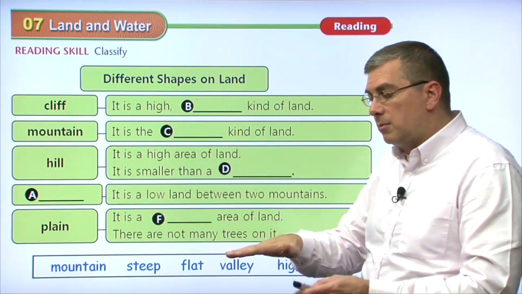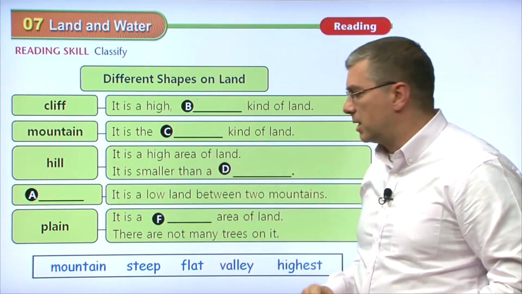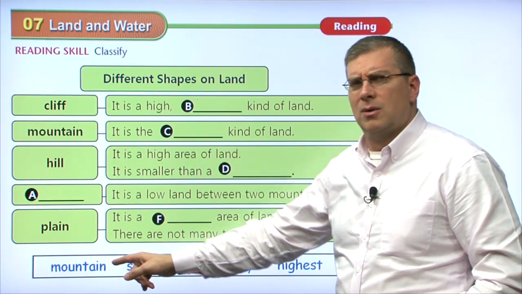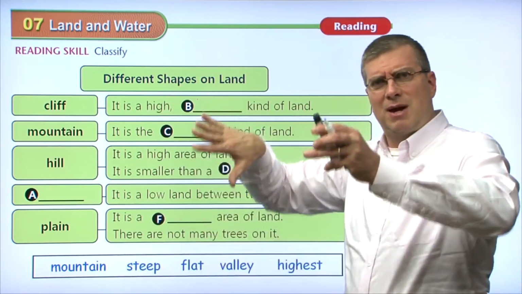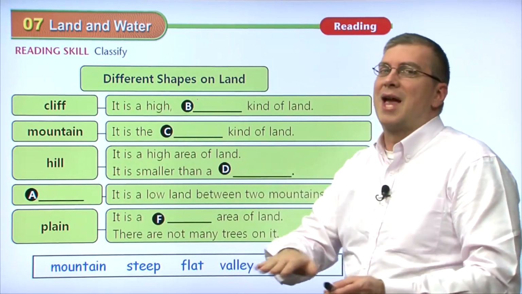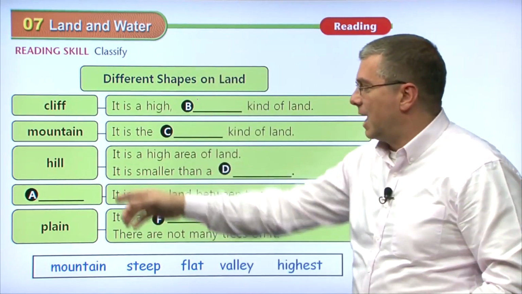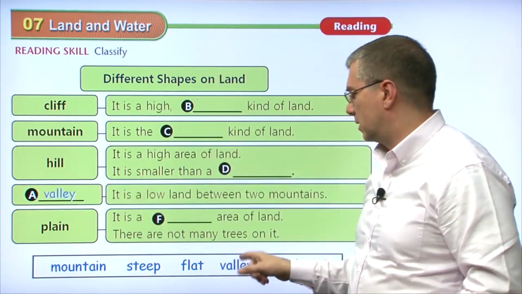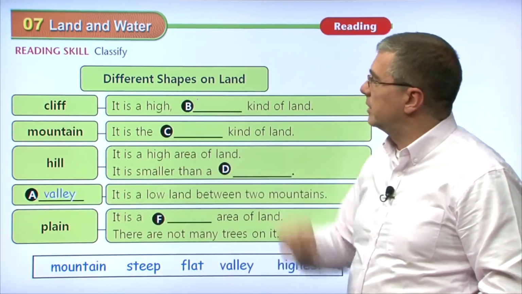So the low land between two mountains, right? We talked about that before. Is that a mountain? No. A mountain is low land between two mountains? That doesn't make sense. So a valley, right? A valley is a low land between two mountains. So A, of course, is valley. That's our choice there. Let's move on to B.